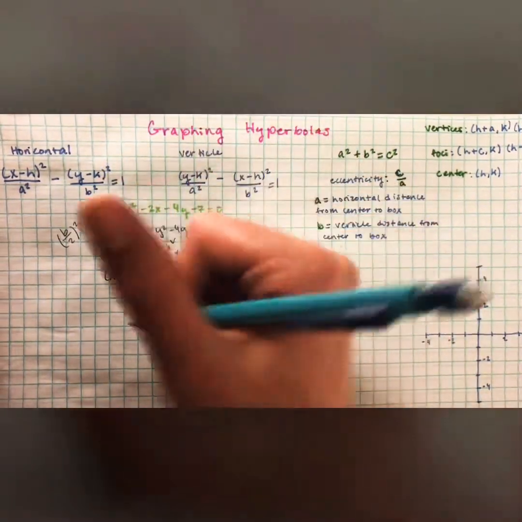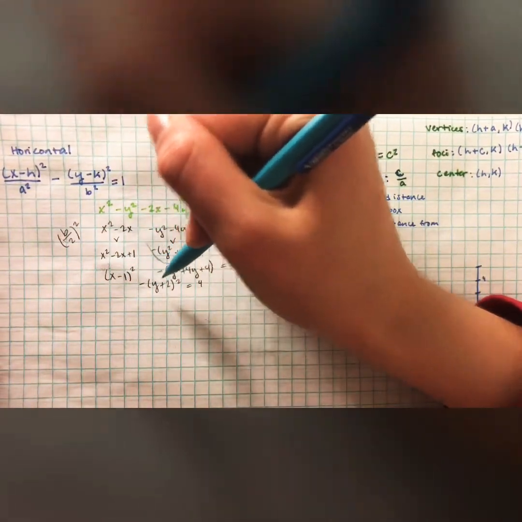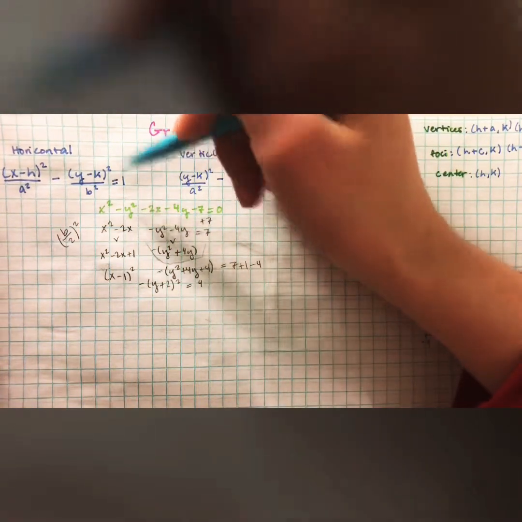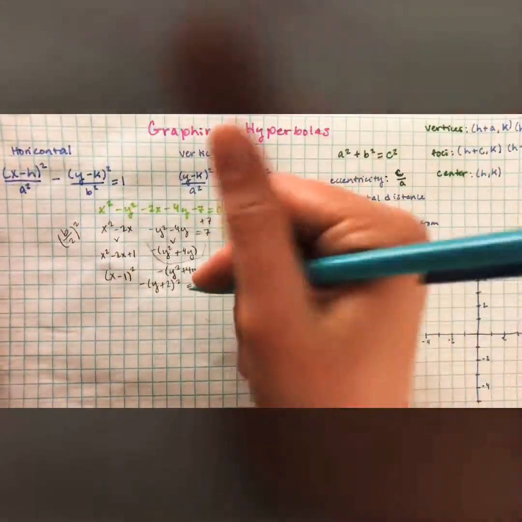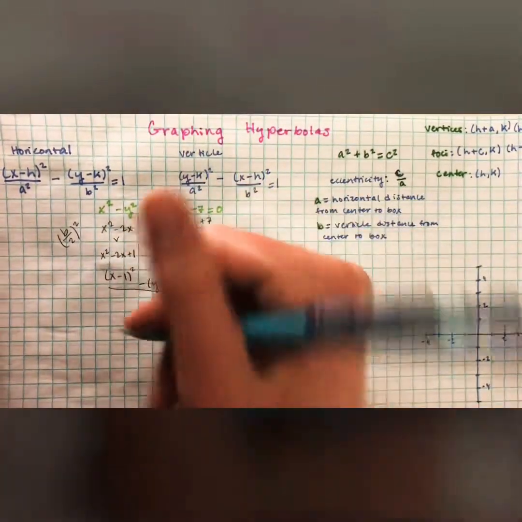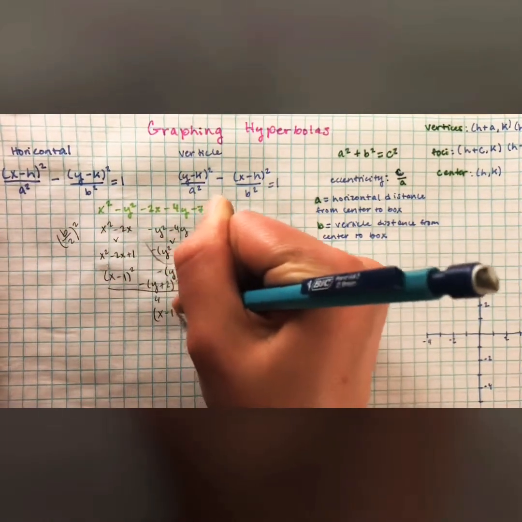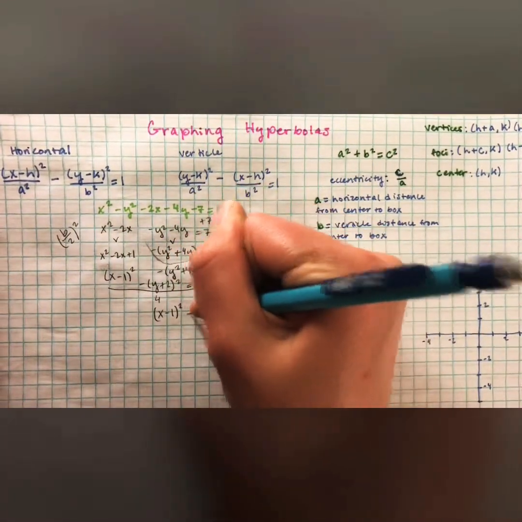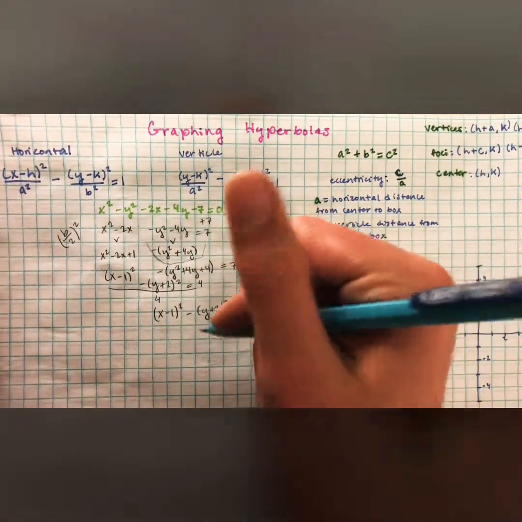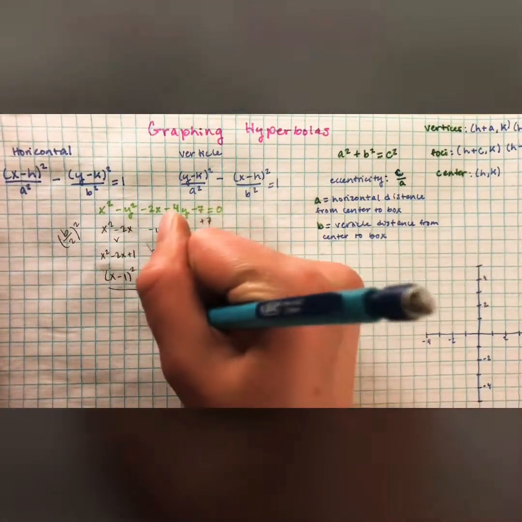Okay, and so now what we have is x minus 1 squared minus y plus 2 squared is equal to 4. And right now we need a 1 and an a and a b. So we're going to divide everything by 4. And luckily for us, this is where we get our a squared and our b squared. So we have it equal to 1. This is over 4, and this is over 4.